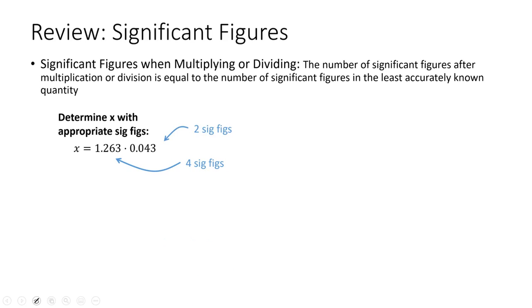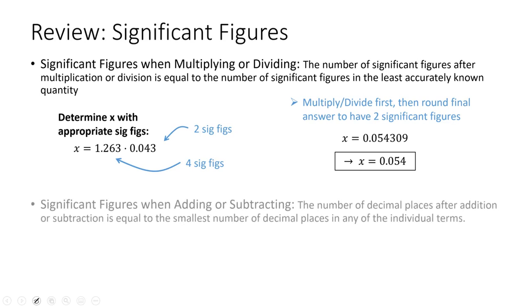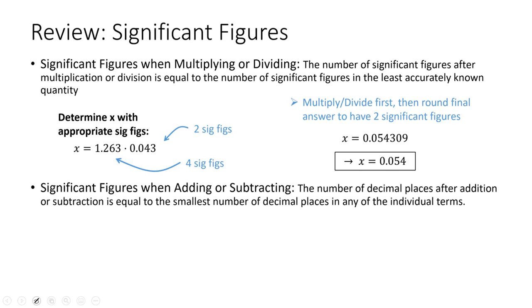So what I should do to calculate x is go ahead and multiply those two numbers together, and then I should round it to 2 sig figs, since that's the same number of sig figs as my least accurately known quantity. Okay, so when I do this, I get x equals 0.054309, and I round it to x equals 0.054, so that it has 2 sig figs. Next, let's look at addition and subtraction. So remember, this rule is a little bit different.